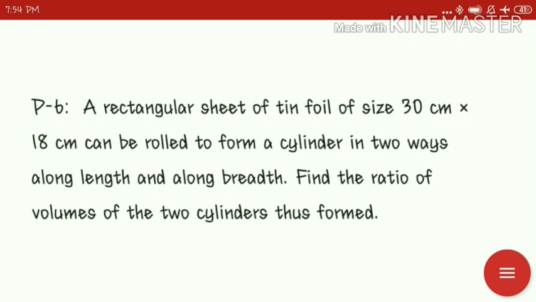Here you have said that it is rolled in two ways, along length, along breadth. Find the ratio of the volumes of two cylinders so formed. So thus the cylinder was formed. We need to find out the volume and find out the ratio. Now by using your basic idea, that whatever you have taken from the previous one, just do it by yourself and then come to my solution. There I will explain you.